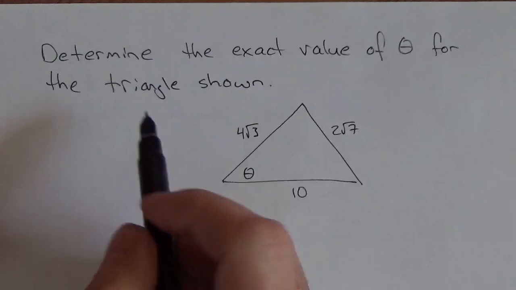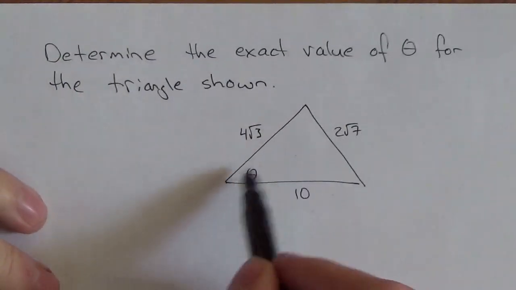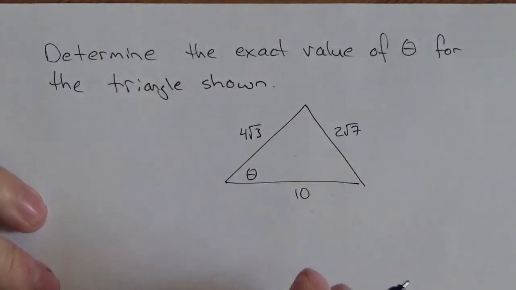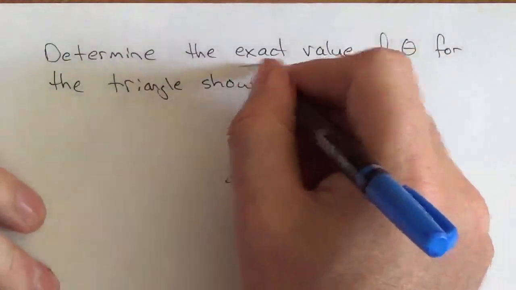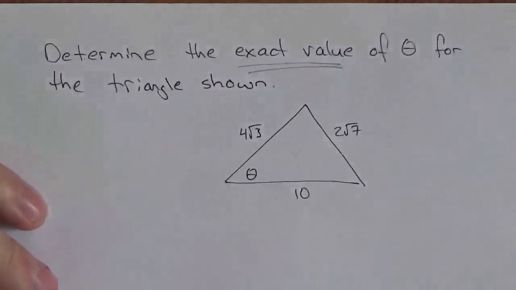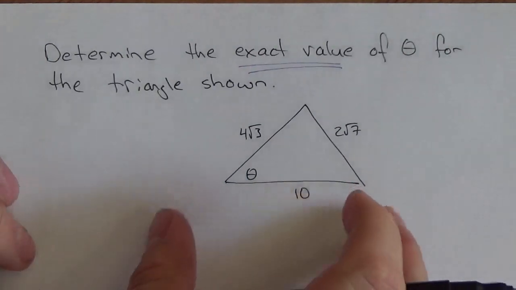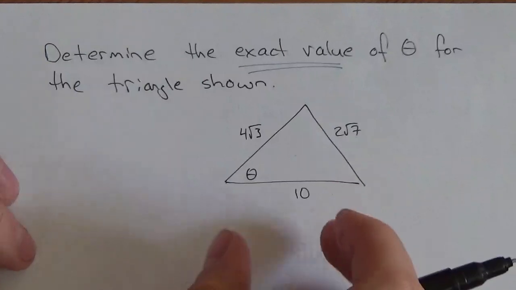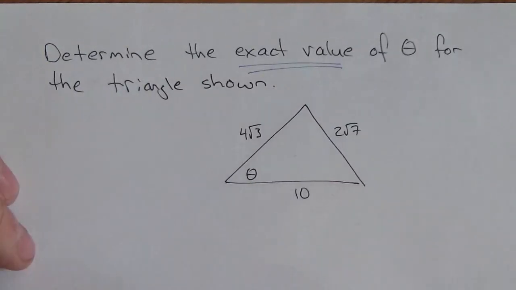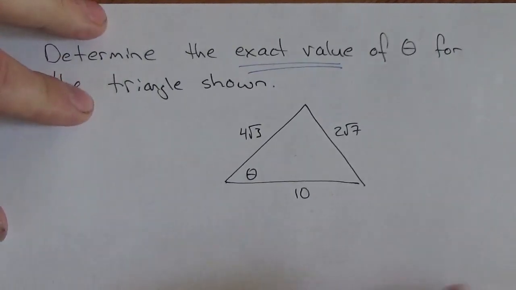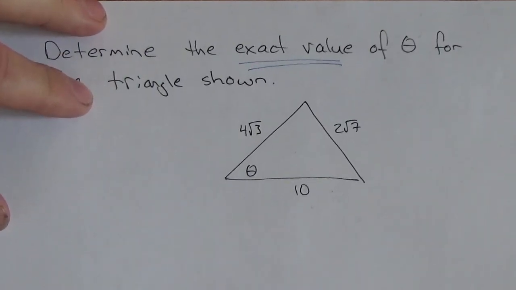Okay, so this question says, determine the exact value for theta for the triangle shown. Now, when we throw in those words exact value, I'm starting to think that this is going to be a special triangle, or the ratio that I'm going to get for that theta is going to be a special angle. So although the calculator could be used, the intention of this problem is that you're not going to use the calculator.